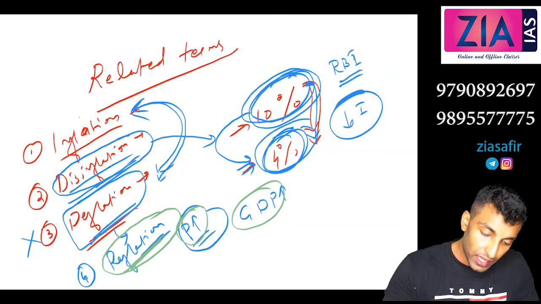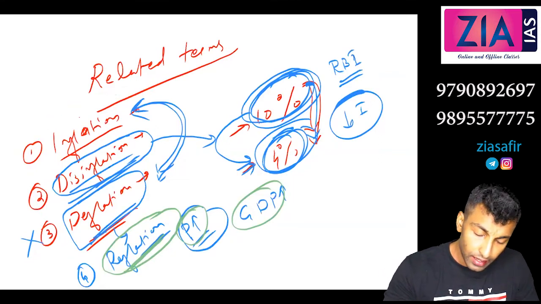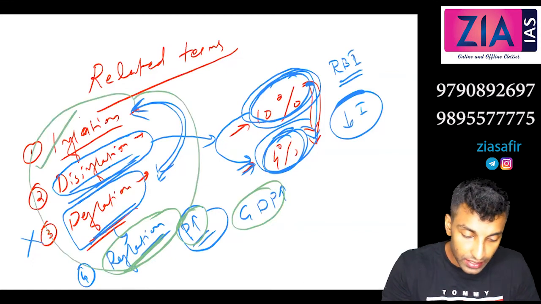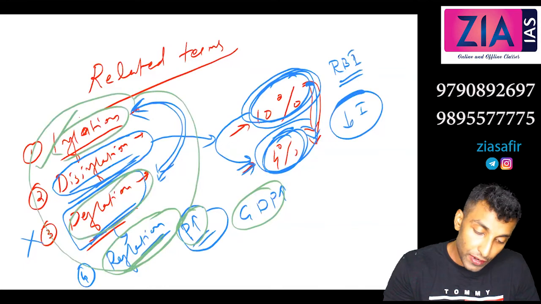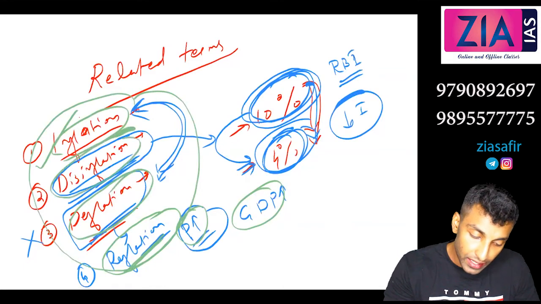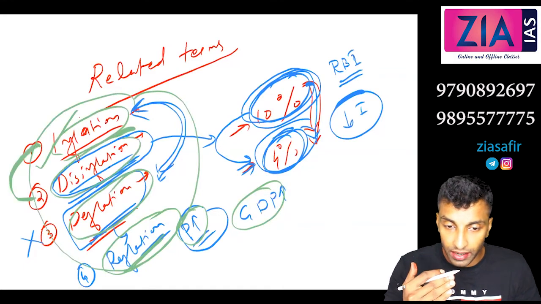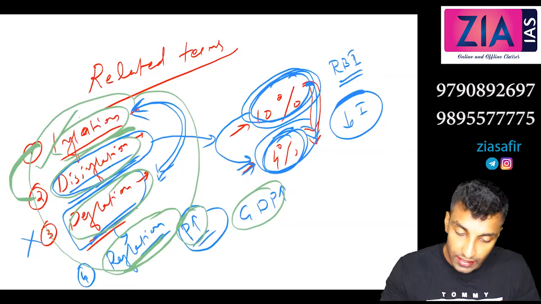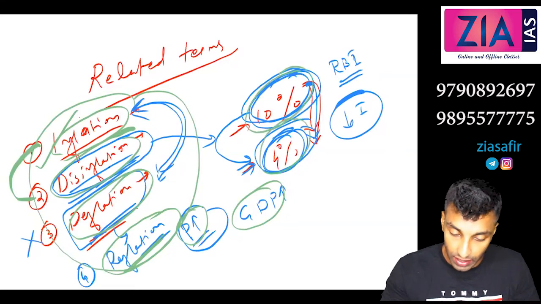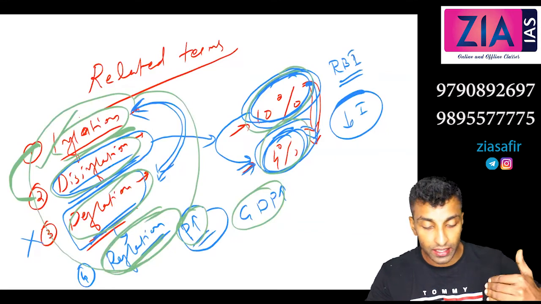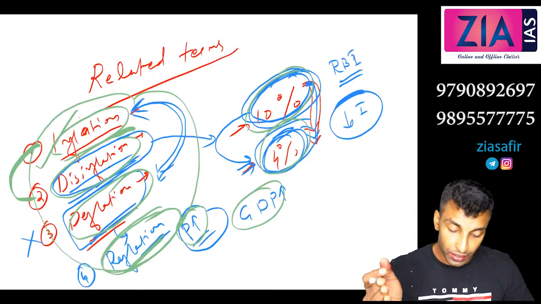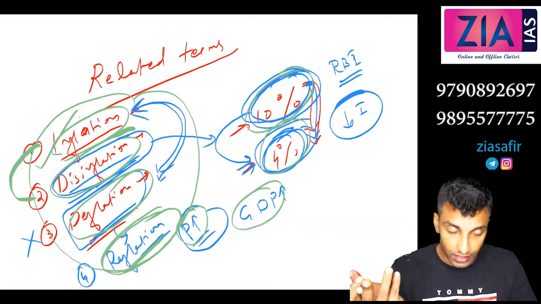So these four terms are clear, no? These four are actually connected. Inflation: a persistent increase in price level. Deflation: a persistent decrease in price level. Disinflation is again connected to inflation, but there is a decrease in the rate of inflation. For example, first case it is 10%, second case it is 4%. This is disinflation.